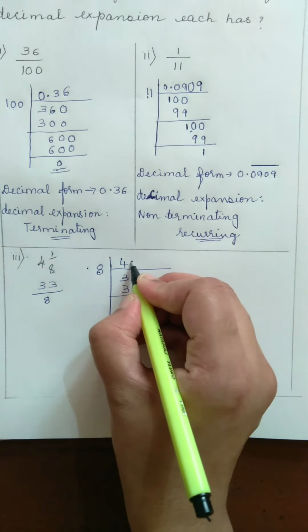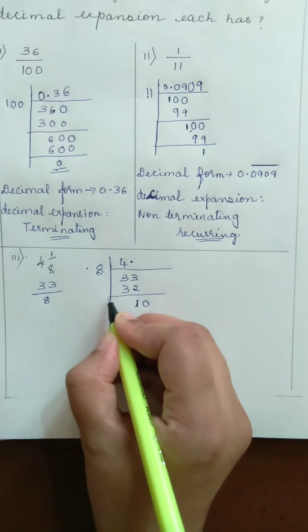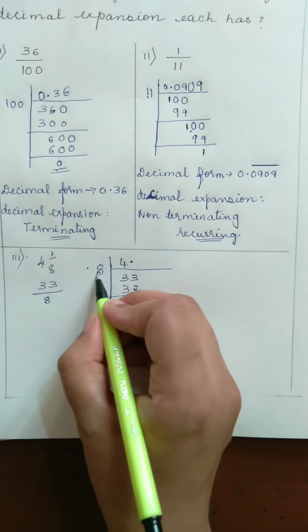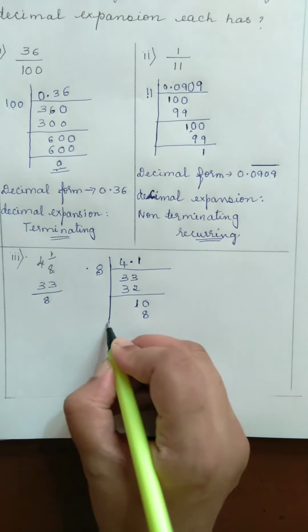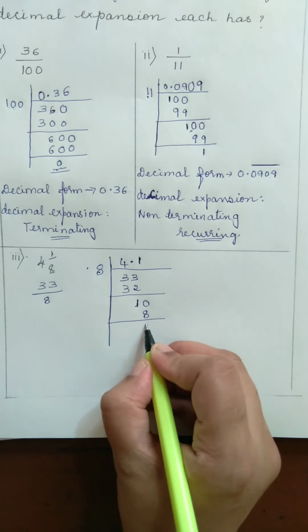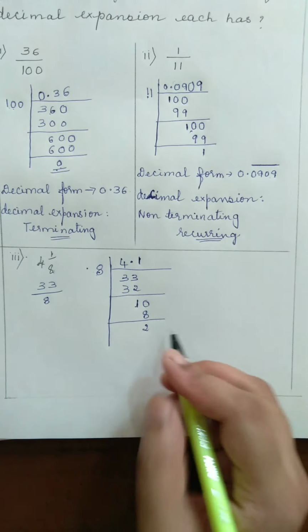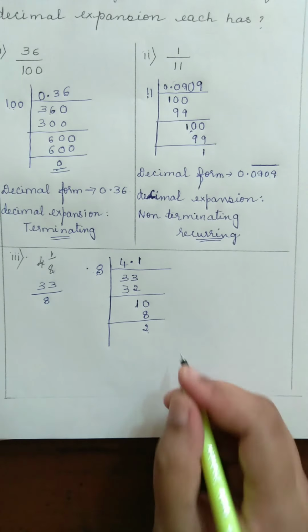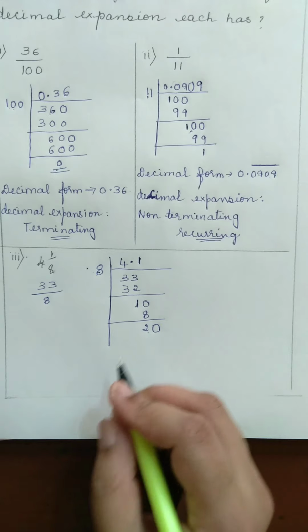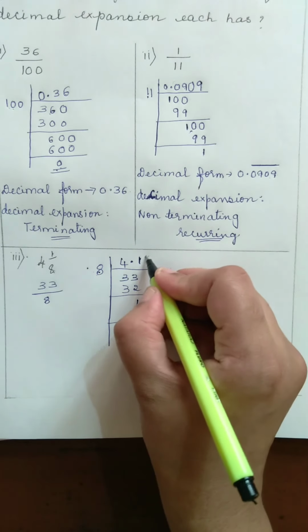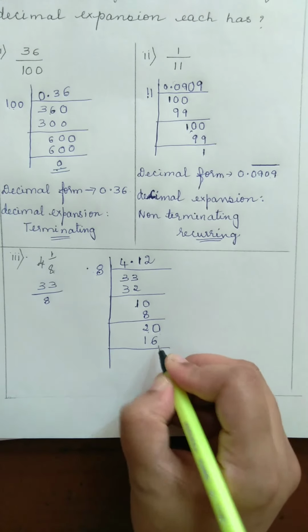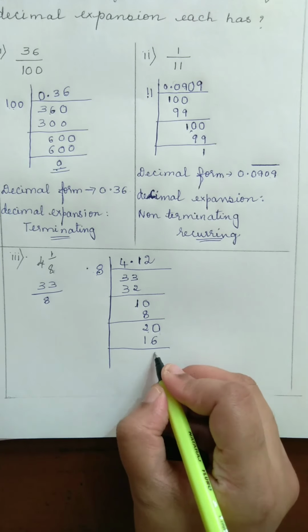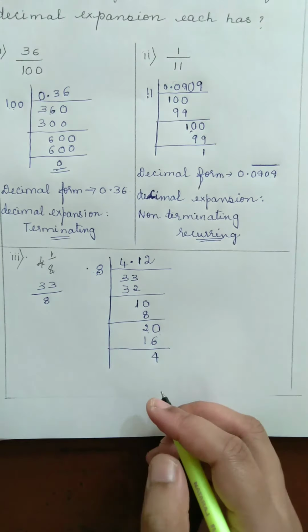So put a decimal point, take 0. Therefore 10 is greater than 8 and 8 1s are 8. So 10 minus 8, 2 is remaining and 2 is lesser than 8. So take 0 and it will be 8 2s are 16. So therefore 10 minus 6, it will be 4. 4 is lesser than 8.